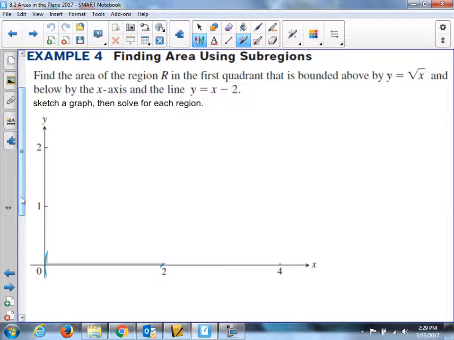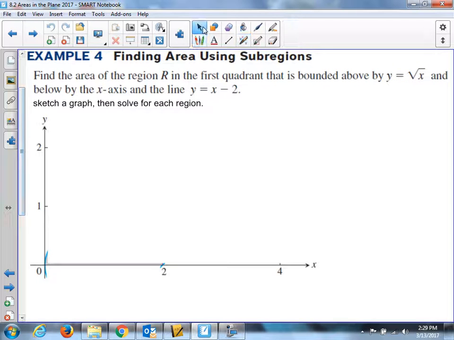Find the area of the region R in the first quadrant, bounded by y equals the root of x, and below it, by the x-axis. And the third thing is the line y equals x minus 2. Now let's think about this. I think you know a bit about the first function. Actually, we were just looking at root functions, weren't we? So that's a half sideways parabola. And at 4, you get a y value of 2. At 1, you get a y value of 1.